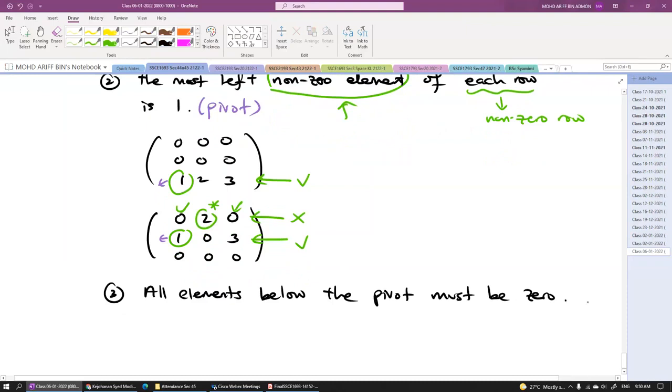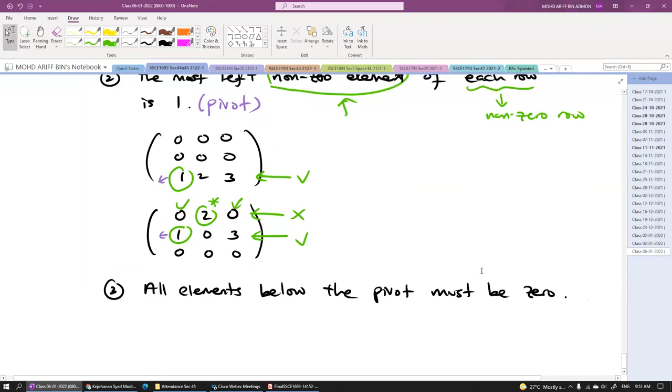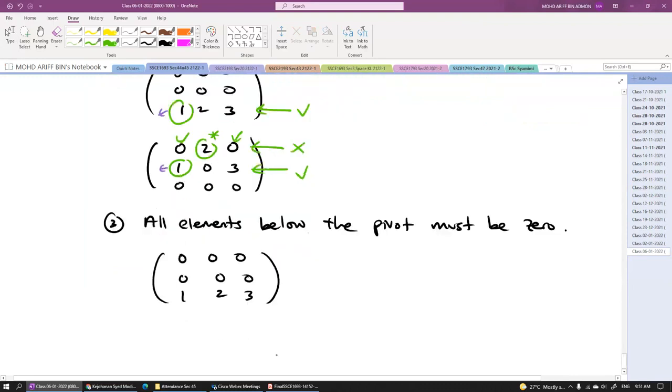Okay, all elements under your pivot must be 0. For example, we take this: 0 0 0 0 0 0 1 2 3. For this case, this is your pivot. The most left is 1, that is your pivot. But since this is your last column, obviously there are no other elements below this pivot. So this one automatically satisfies the third condition.